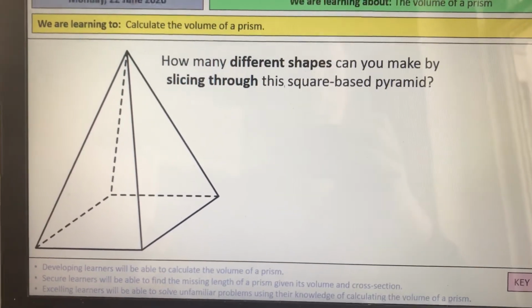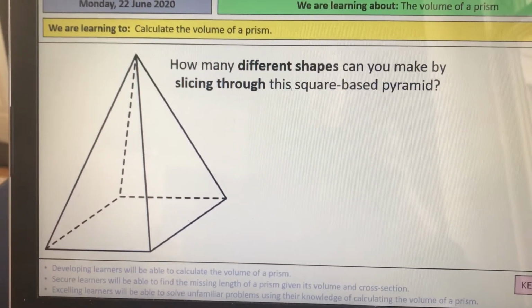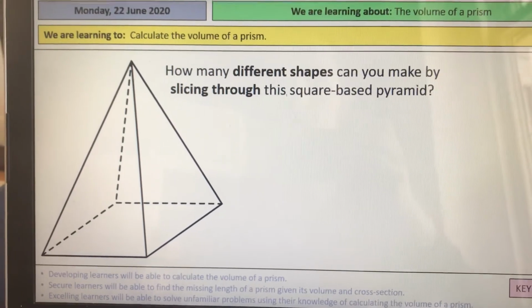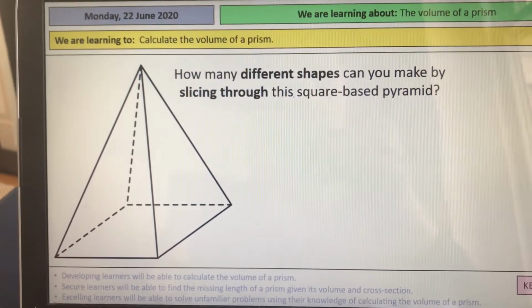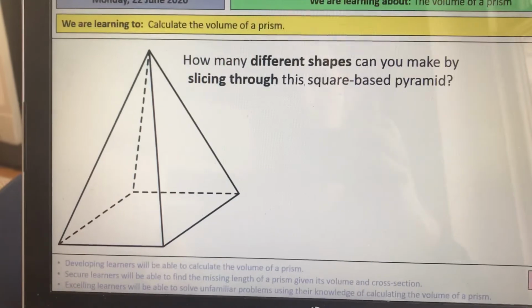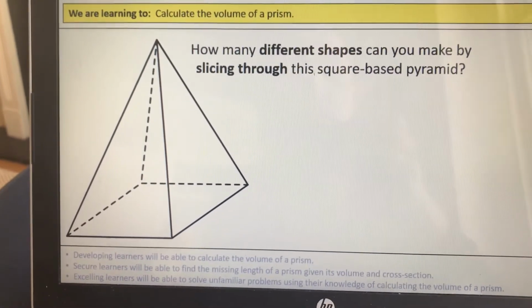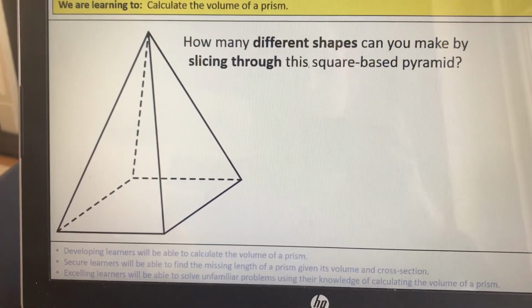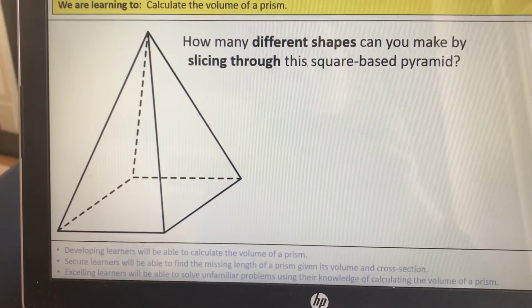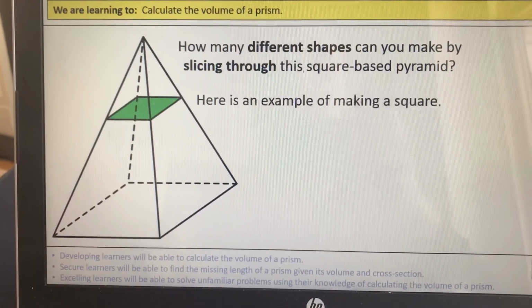Hi folks, in today's lesson we're going to look at prisms and what makes a prism, and then we're going to use that to help us find the volume. To get us started, a little activity: I could take this 3D shape, which is a triangular, square-based pyramid, and you could slice through it to make a square.